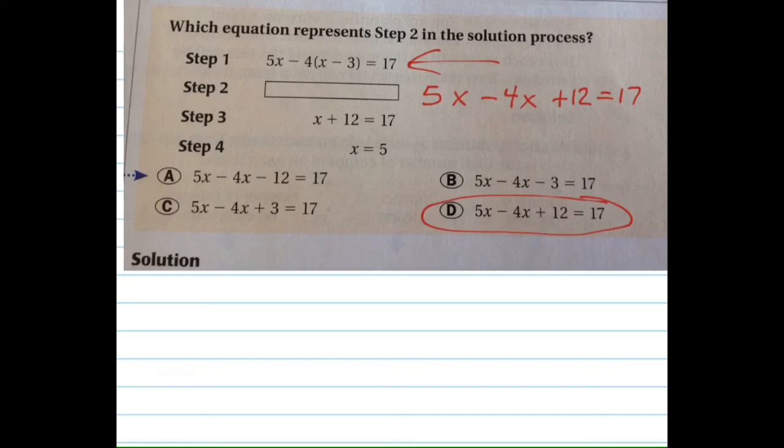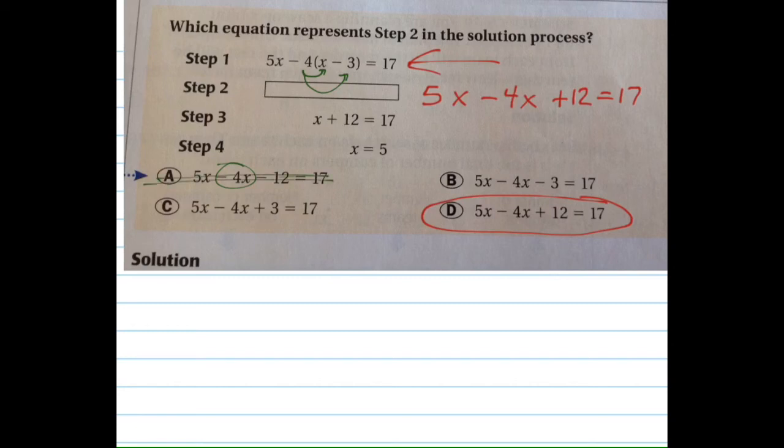Now I want you to look at the other answers that they give you. The other answers that they give you are possible mistakes that you can make when you're doing this. Okay? For instance, for choice A, they did negative 4 times x and got negative 4x. But then they did negative 4 times negative 3 and they put negative 12. But when we multiply a negative by a negative, we get a positive. So that's why A isn't correct.